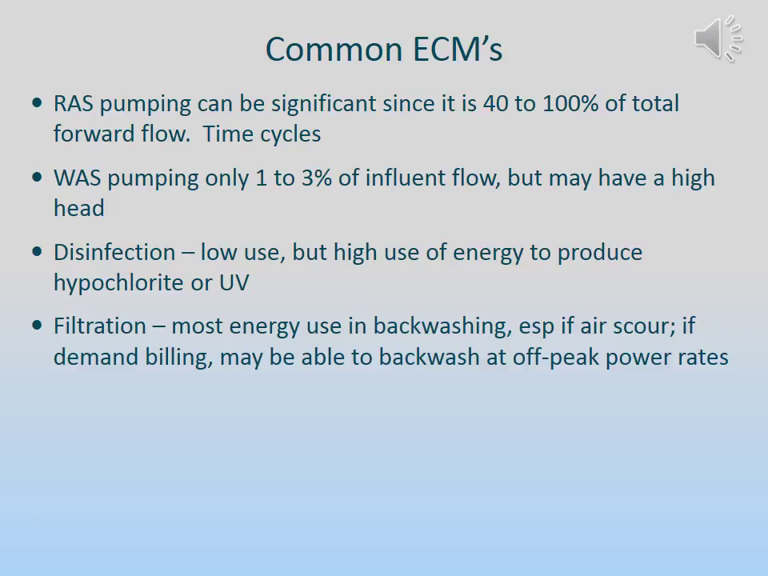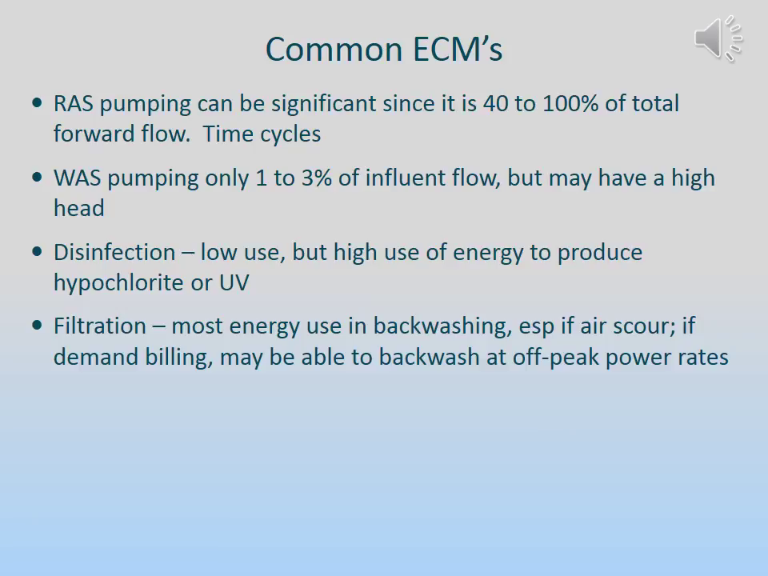Waste activated sludge, or WAS, pumping is usually a small percentage of the flow. Normally, WAS is approximately 1% to 3% of treatment plant influent flow. Generally speaking, with WAS, we want it to be as thick as possible to avoid sending too much liquid volume to the sludge handling system.